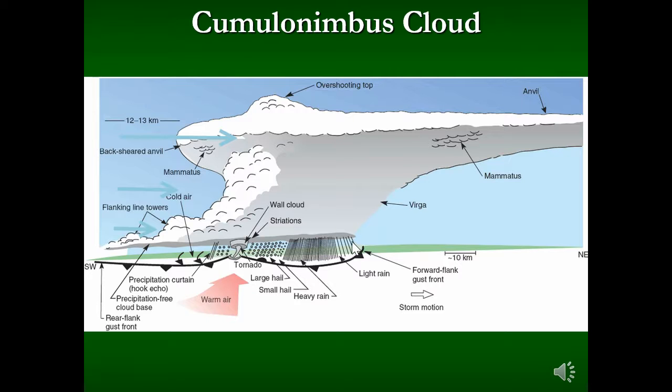The light rain, then the heavy rain, the light hail, the heavy hail, and then where the warm, moist air enters the storm, it actually swirls upward to form the swirl in a thunderstorm, called a mesocyclone. And if that tightens into a spiral, you can form a tornado there. So this is a great diagram of how a thunderstorm cloud or a cumulonimbus cloud would operate.